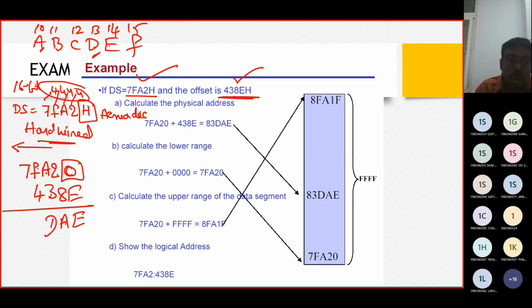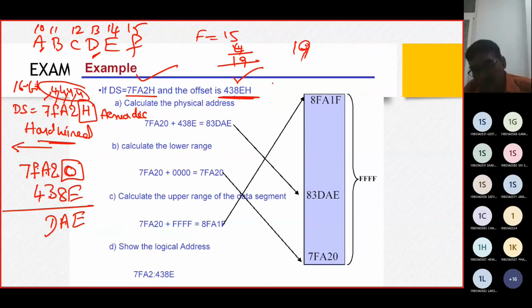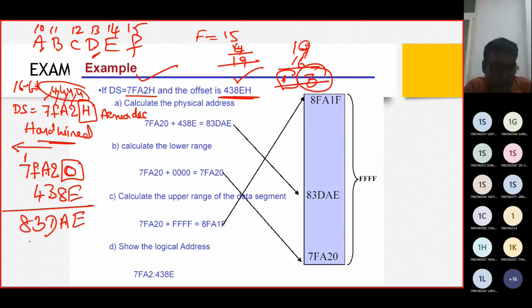F plus 4. So F is 15, and to this 15 we are going to add 4. So obviously it is 19, but 19 is not there in hexadecimal number system. So what we have to do is, we have to subtract one position. So it is 1, followed by 3. So we will be writing here 3 and this will be sent as a carry to the next position. Then 7 plus 1, 8. So in this way, we are going to write the answer.